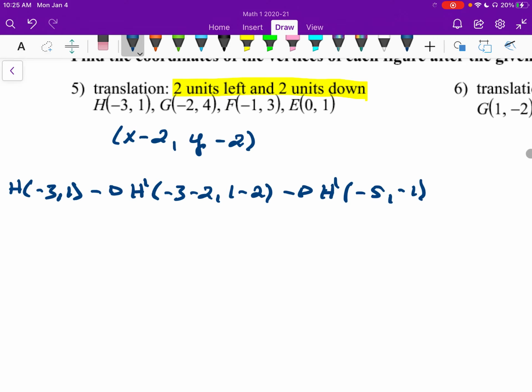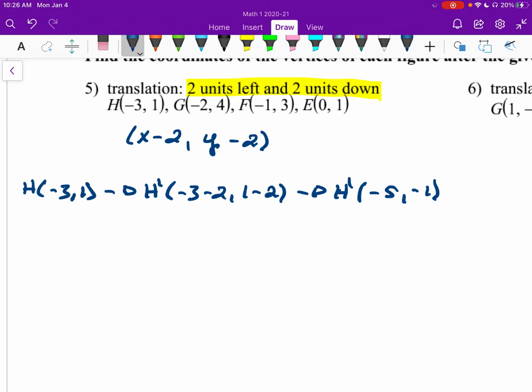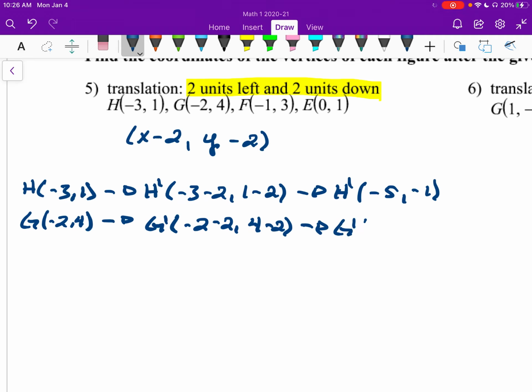Right, so I normally write down all 3 steps because I think that makes it a little bit prettier and what makes my work easy to follow. So that's the way that I suggest you do it. G starts off at -2, 4. G prime is going to be at -2 minus 2, and then 4 minus 2. And then G prime, after I simplify, will be -4, 2.